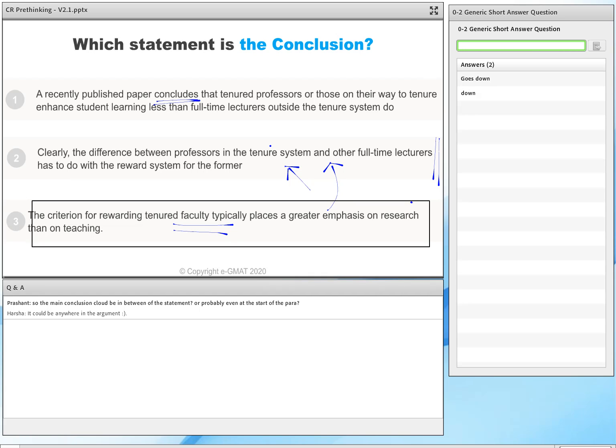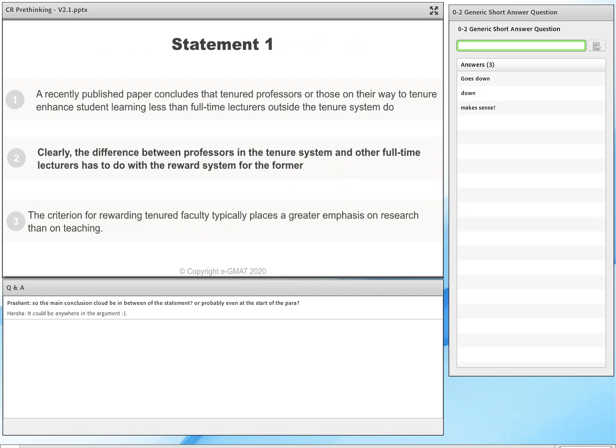Does that make sense? Good question, Sukriti. If you were to really create an argument structure, those are the questions that you ask. Okay.